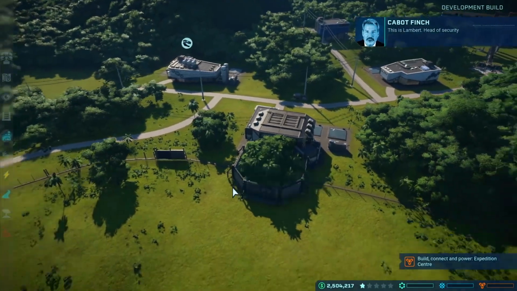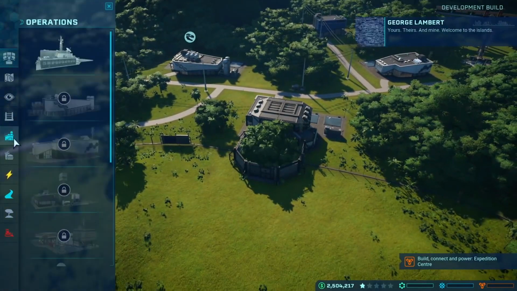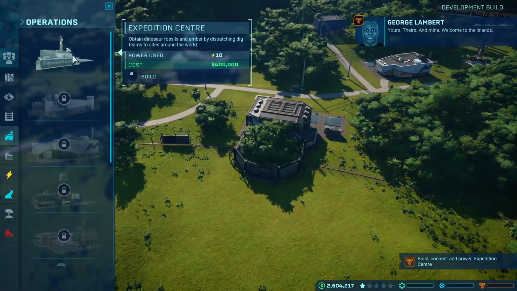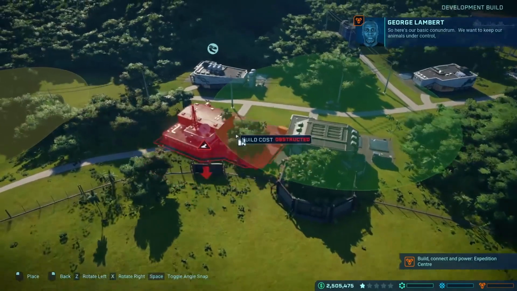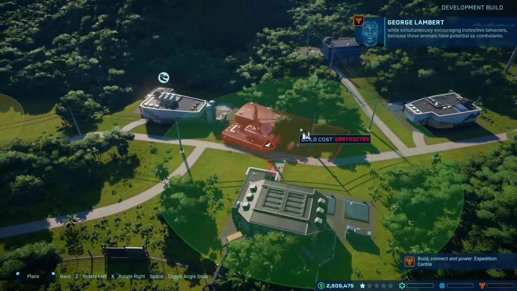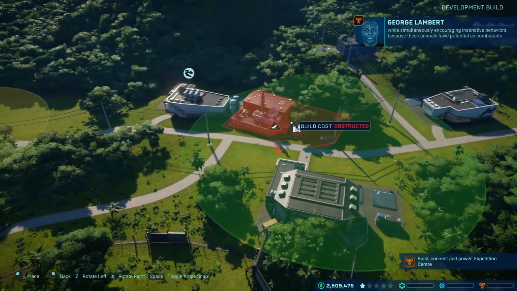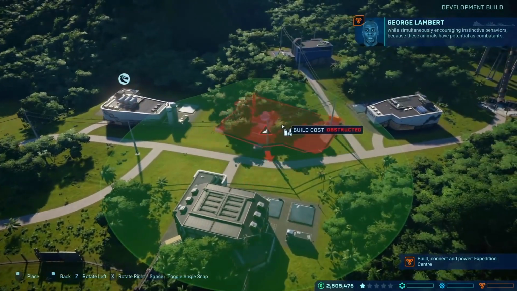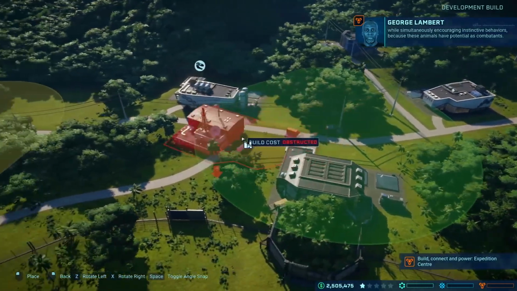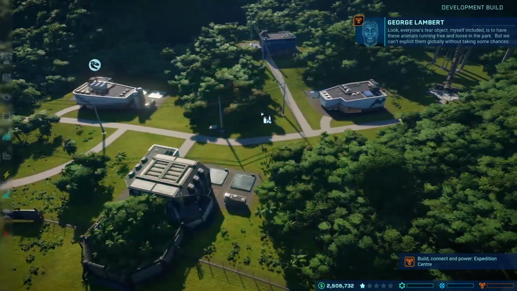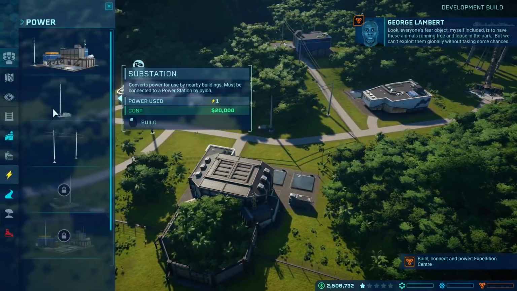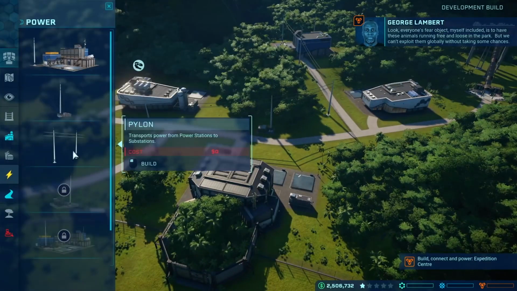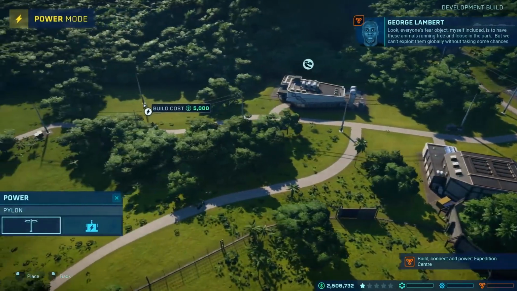This is Lambert, head of security. Yours, theirs, and mine. Welcome to the islands. So here's our basic conundrum. We want to keep our animals under control while simultaneously encouraging instinctive behaviors, because these animals have potential as combatants. Look, everyone's fear object, myself included, is to have these animals running free and loose in the park. But we can't exploit them globally without taking some chances.